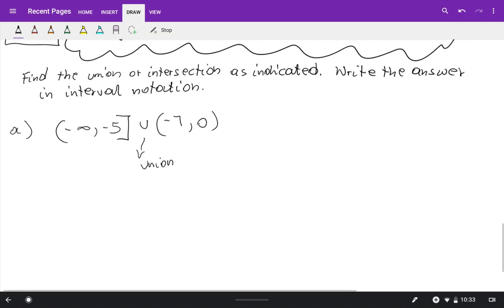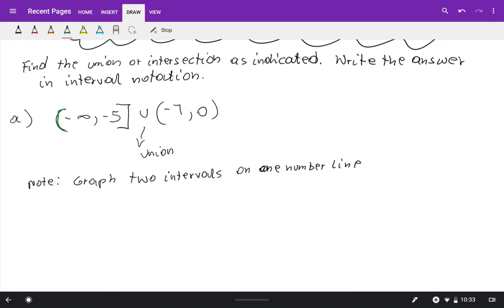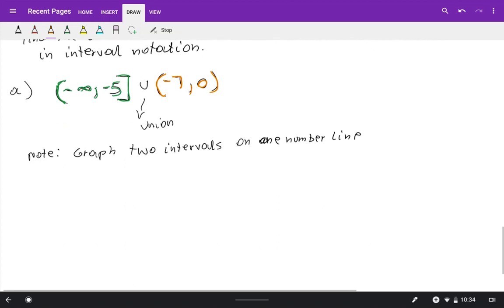I'm asking for union. So what we're going to do, we're going to do the same thing. I'm going to graph two intervals on one number line. Okay, so just to see better, again, this one will be in green. This one will be in orange. Okay, so let's graph them together. Number line. So I'm graphing interval from negative infinity to negative 5. So negative 5, we're including negative 5 because you have a bracket. So this is the first interval.